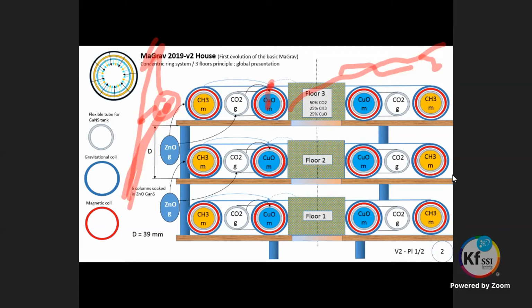If you don't have a seed and you don't put it in the ground, the seed doesn't grow. Yes.